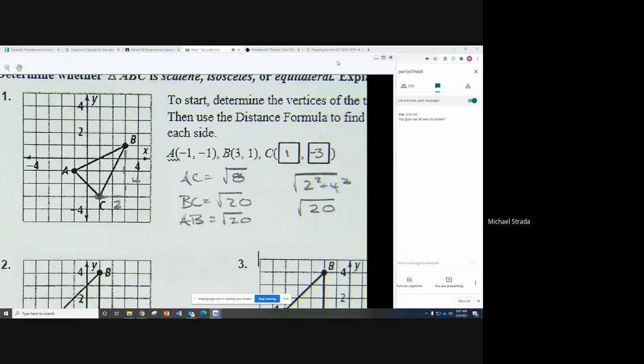Your quiz on this will be next Monday. We'll flip-flop. This week, you took it on Friday, they took it on Monday. Next week, they'll take it on Friday and you'll take it on Monday. And it'll be short.